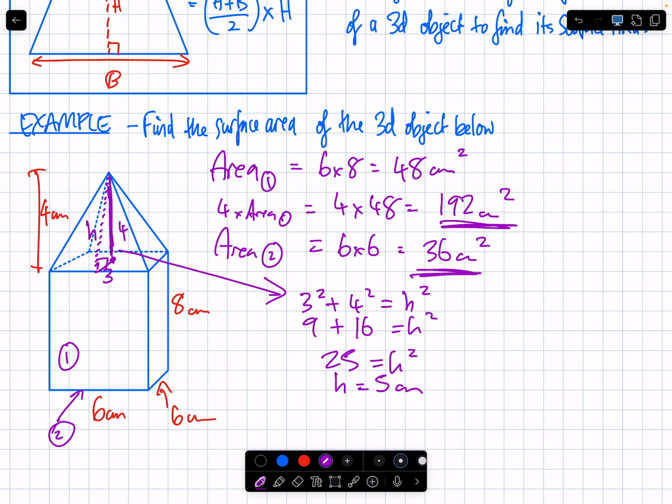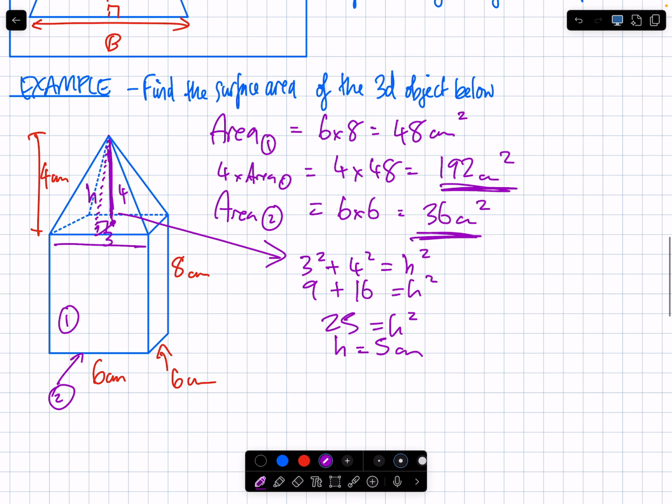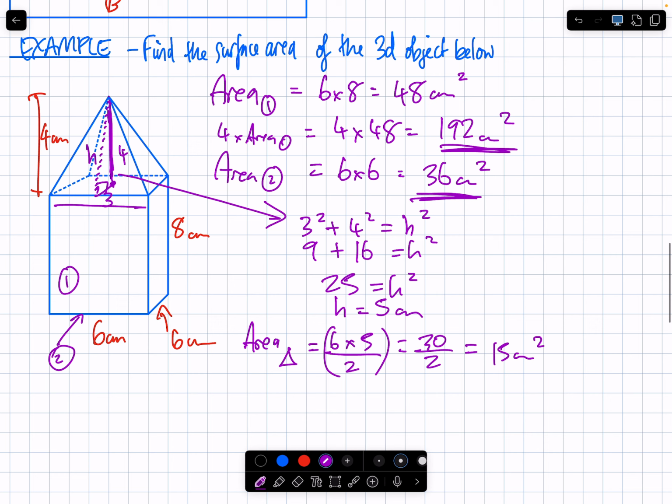5 centimeters. How wide is the base of the triangle? 6. So now area, let's number this triangle. Area of triangle equals base 6 times height 5, over 2. What's 6 times 5? 30, over 2. What's 30 over 2? 15. How many of those triangles are there? So 4 times area of triangle, 4 times 15 equals 60 square centimeters.